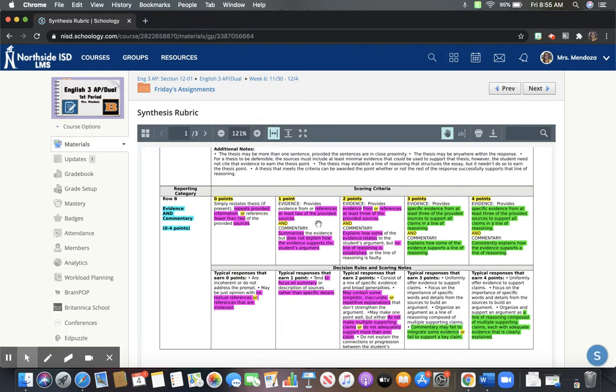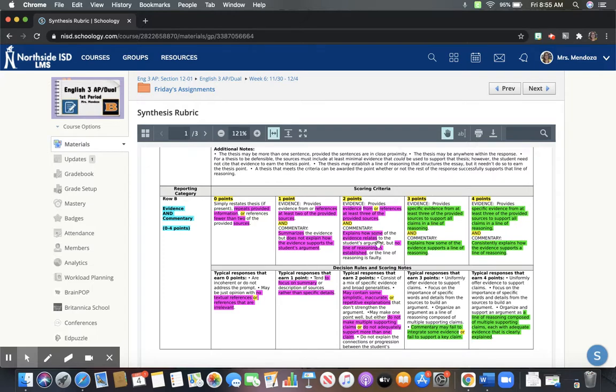So if you only use 2, 1 is the point you will get. No matter how well you use those 2 sources, it doesn't matter. It's right here, at least 2 of the provided sources, and 3 would be a score point 2. So even using 3 doesn't necessarily guarantee you a qualifying score, but that doesn't show that you need 4 to earn a 3 or a 4 on this row either.